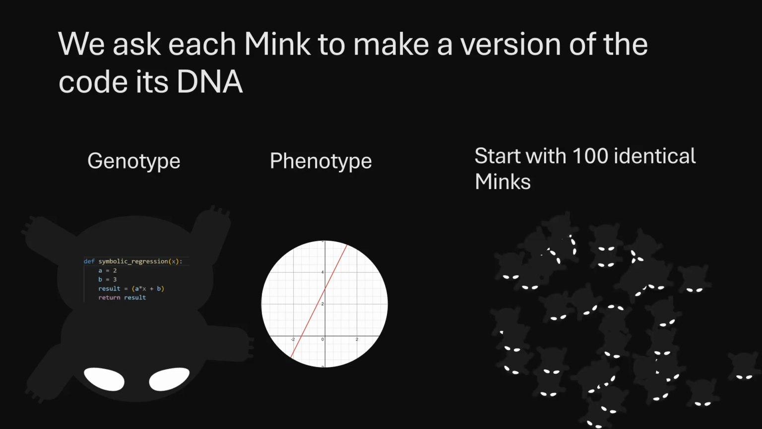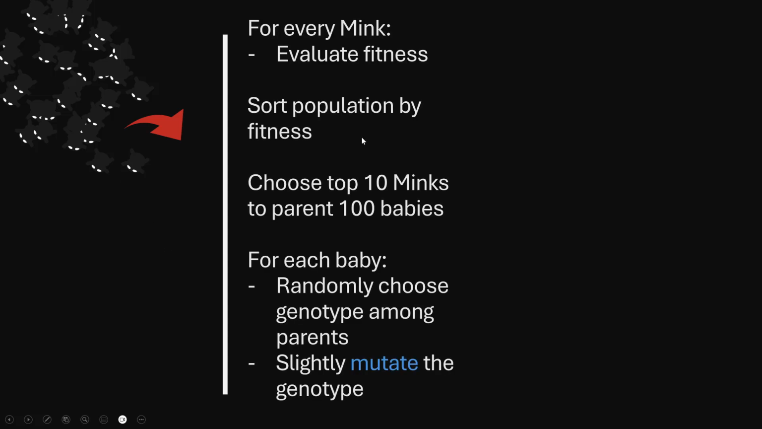We will start with a single population with 100 identical minks. They all share the same initial genotype, this straight line. At each population in time t, we will apply the following algorithm. For every mink, we will evaluate its fitness.